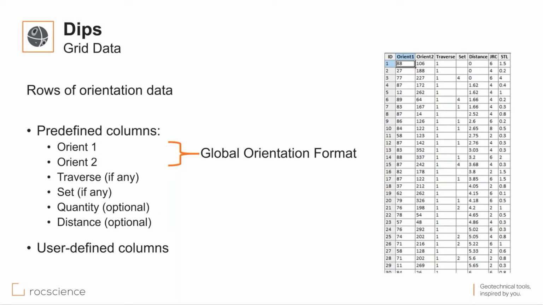When you open a new DIPS document, the first thing you'll see is this spreadsheet called the grid data view. The grid data contains one row per plane measurement recorded as either dip direction, trend plunge, strike dip, or alpha beta. The grid data also contains information about the traverse and set that the recording belongs to, along with optional fields for distance and quantity. You may also add additional columns of data to the right of the predefined columns.